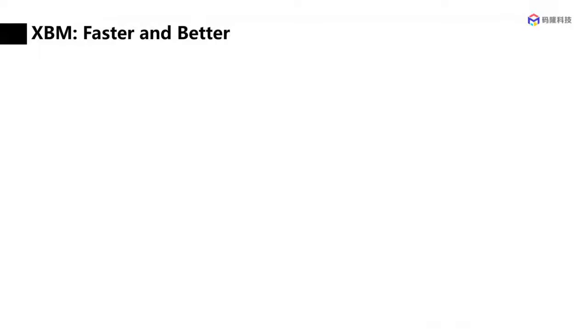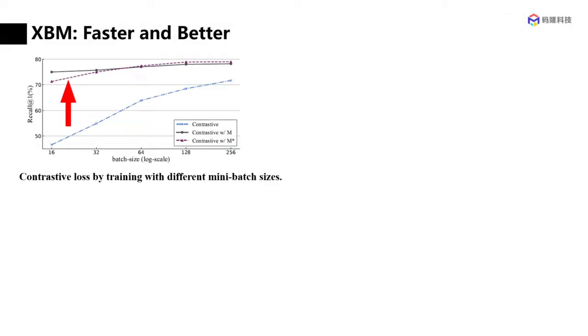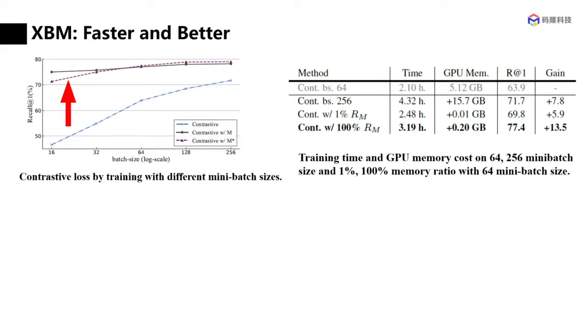We evaluate the performance of our cross-batch memory on the SOP dataset. We found that the performance of cross-batch memory with a mini-batch size of 16 is comparable with the performance of mini-batch size 256. And our method requires significantly less memory and training time than large mini-batch training. For example, cross-batch memory only needs 0.2 GB additional memory.